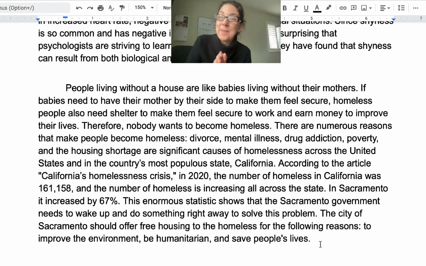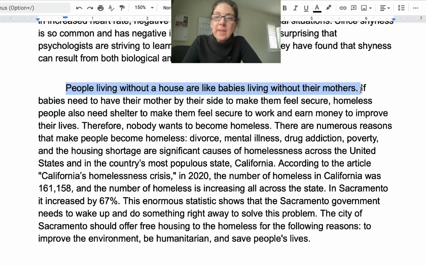Okay, first I want to mention that this introduction was written by a student of mine in my writing class last semester. And just reading it again, I feel so proud of her that she was able to write such an excellent introduction. Notice that the hook is a metaphor. In this case, it's a simile because it includes the word like. And this is another type of hook that we can do where we compare two things. So people living without a house are like babies living without their mothers.